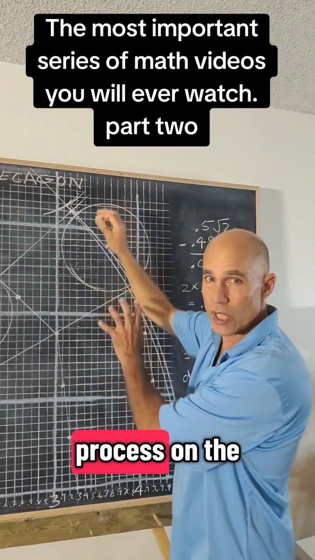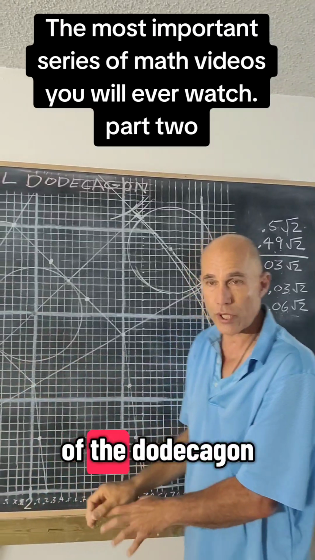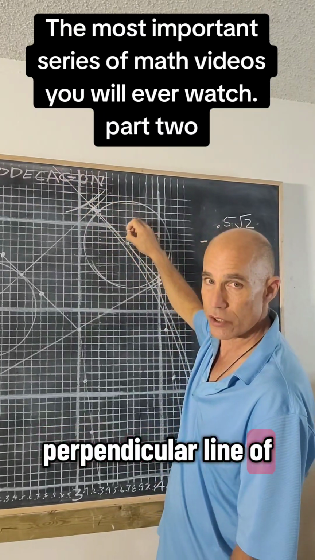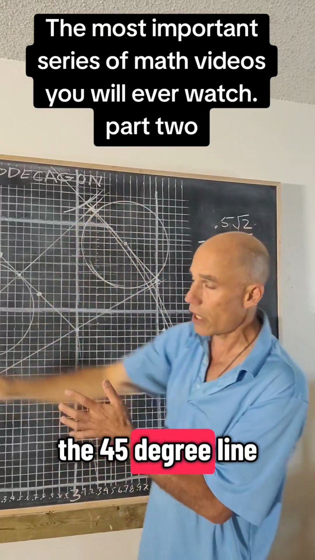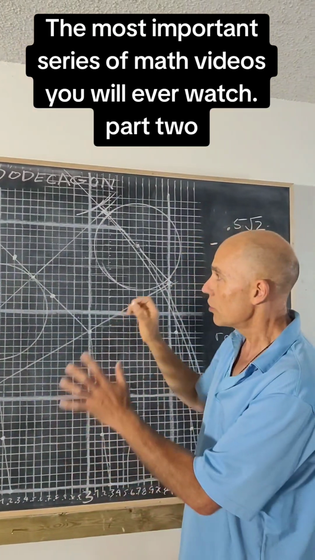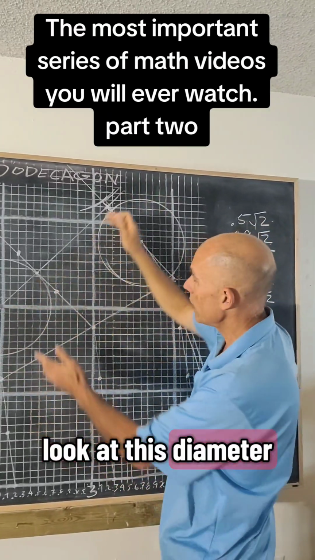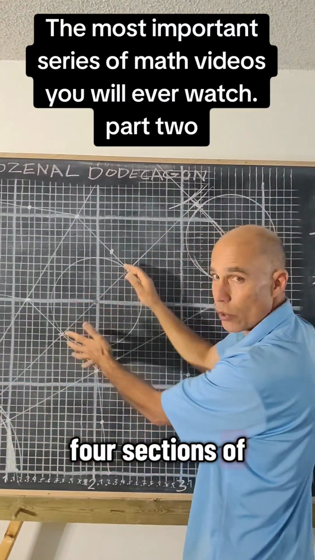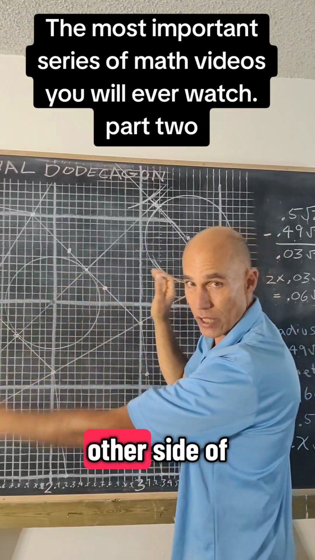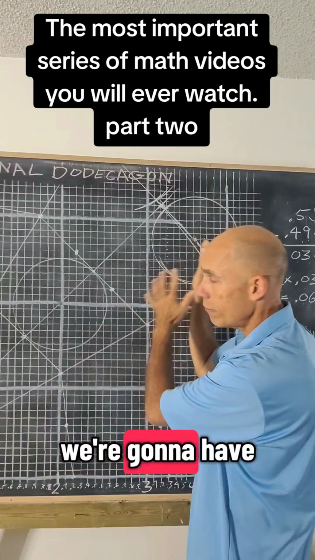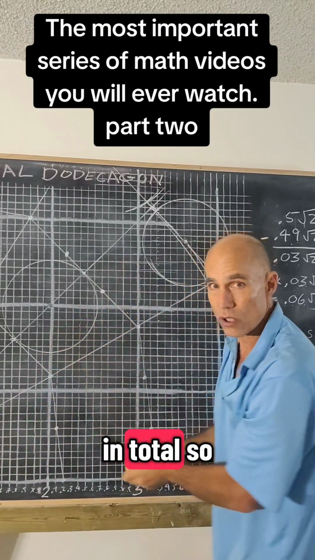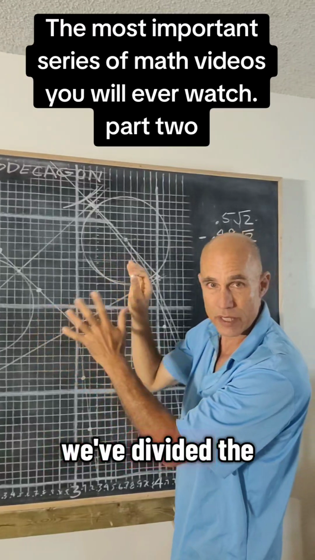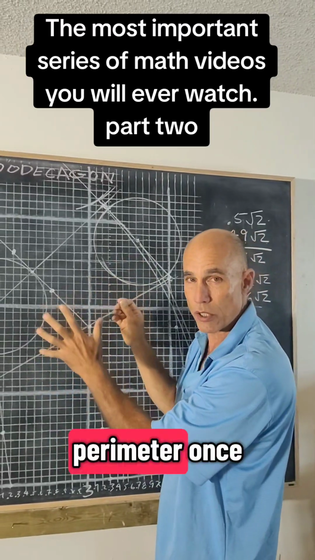So then we do that same process on the other 4 corners of the dodecagon, where everything's exactly the same. We have a perpendicular line of the dodecagon to the 45-degree line, or the equivalent line on the other side. So if we look at this diameter, we can see that we have 1, 2, 3, 4 sections of 0.96 root 2. Then on the other side of the 0.00, we're going to have 4 more sections. So that's 8 in total. So again, 2, 4, 6, 8. We've divided the diameter of the dodecagon into its perimeter once.